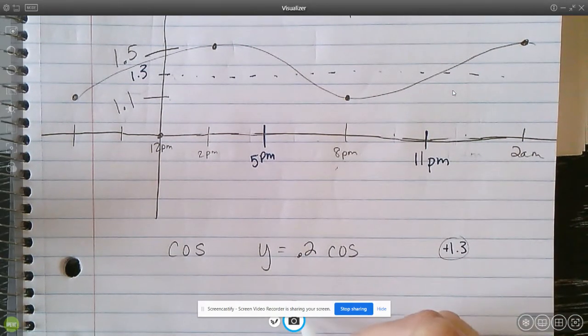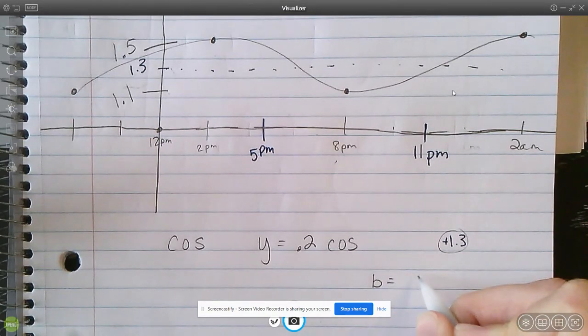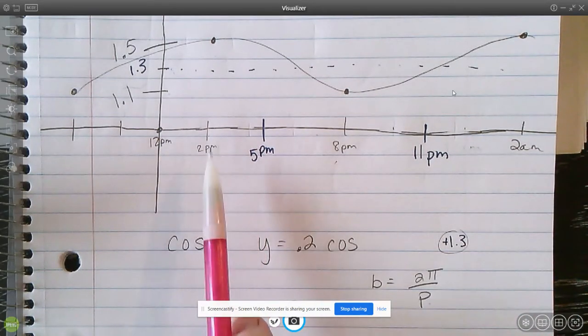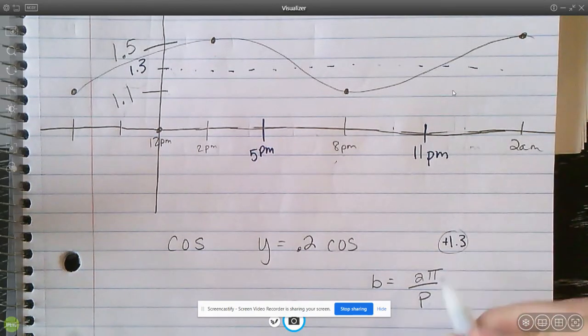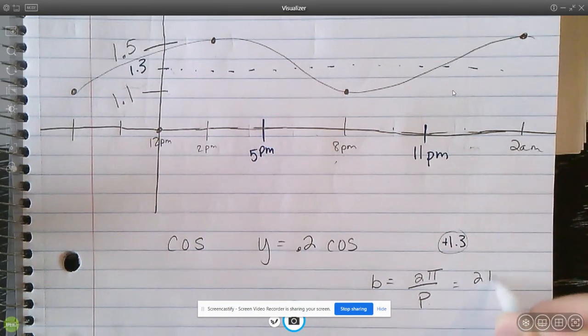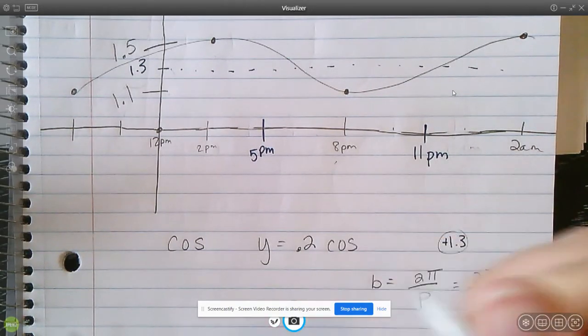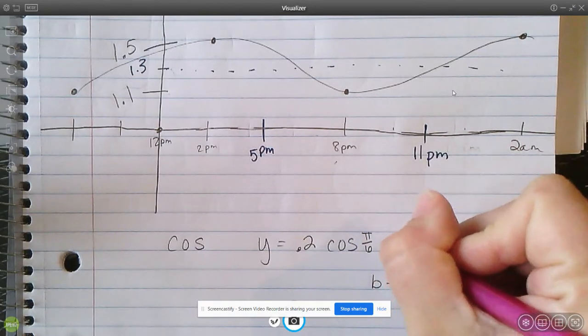So let's figure out what our b value is. So b value equals 2 pi divided by your period. The period, so it goes from 2 p.m. to 12 a.m. That's 12 hours. So we can do 2 pi divided by 12. 2 divided by 12, so that's going to be pi over 6. So this is going to be pi over 6x.